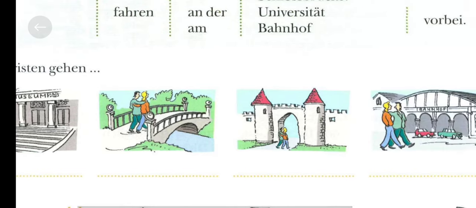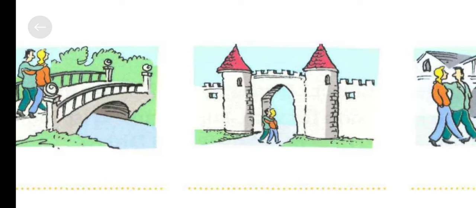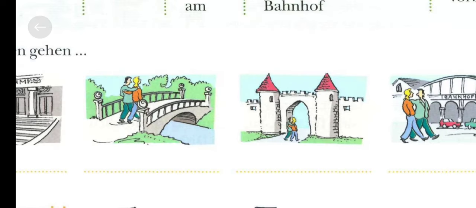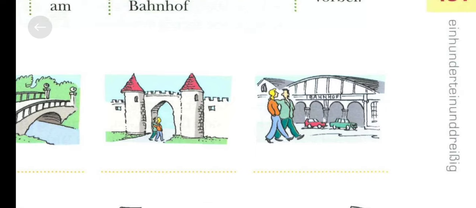Next is they are going through the Brandenburger Tor, through the Stadttour. Here we will use in the third one also through the Stadttour. And the next one is they are going on the Bahnhof. So you can say am Bahnhof. They are at the train station.